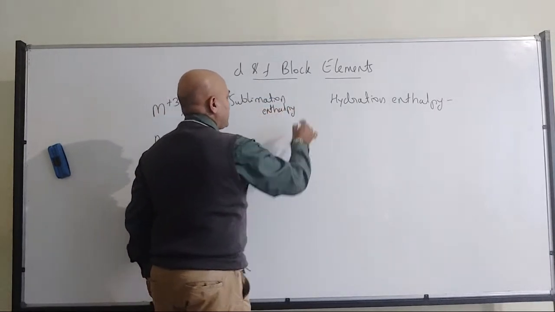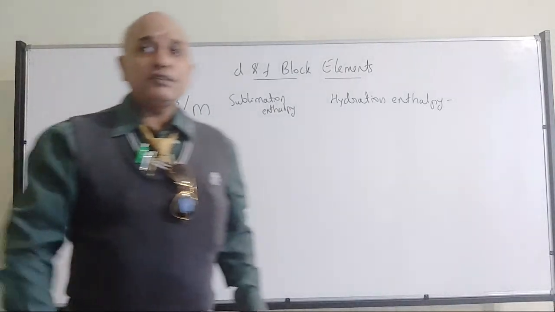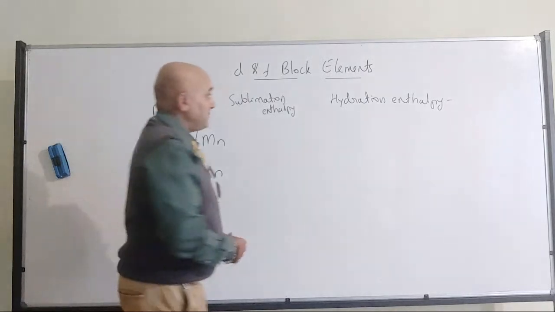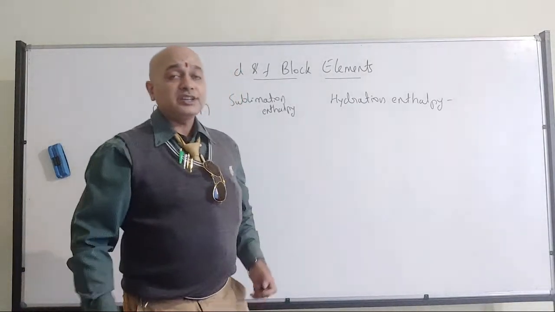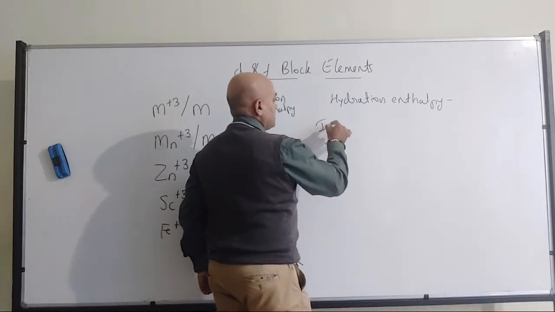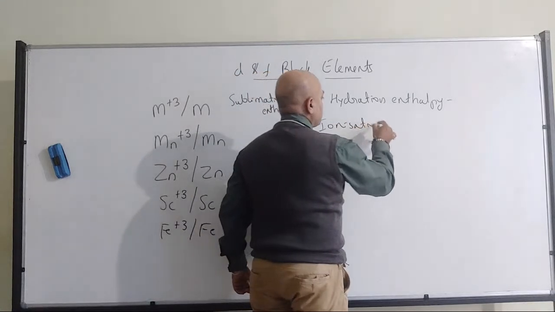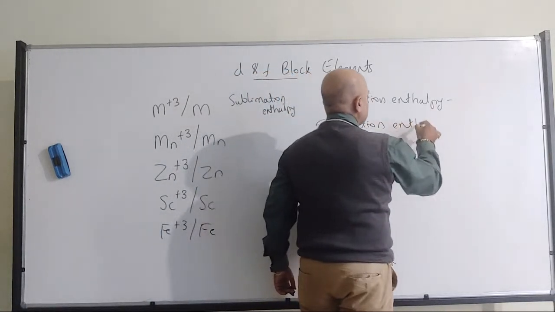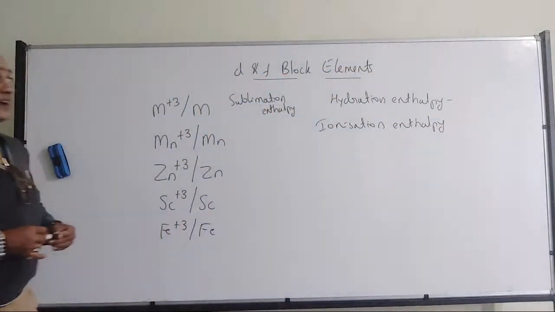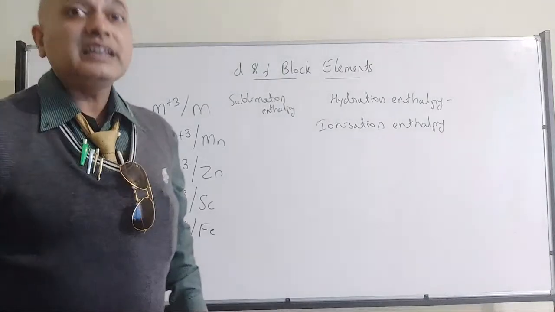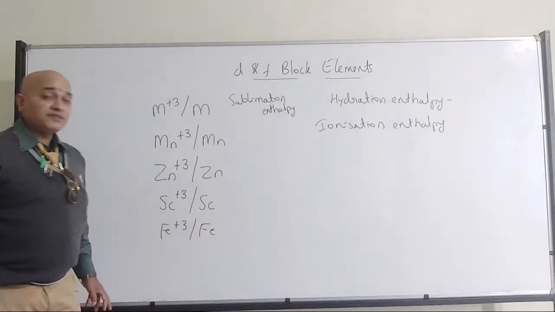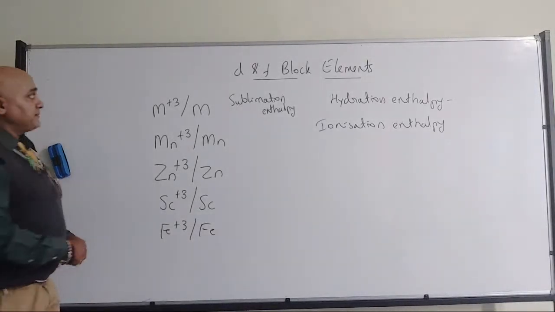Okay, where the metals will get converted into the gaseous state, then they are going to lose the electron. Sublimation enthalpy, then hydration enthalpy, then ionization enthalpy. So these are the 3 points which we have to consider. And one of the concepts which is going to affect these factors here is electronic configuration, no doubt. But along with that, these are some of the factors which we are going to consider.